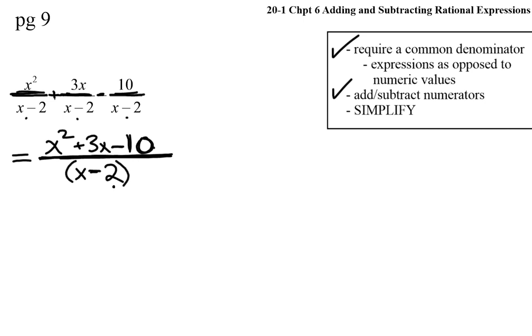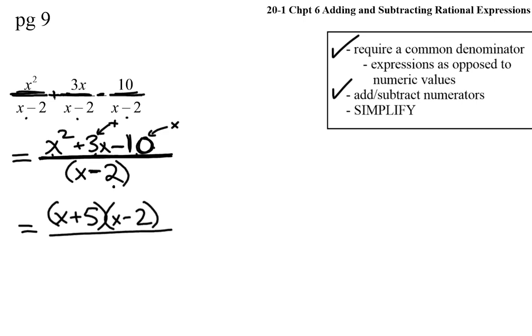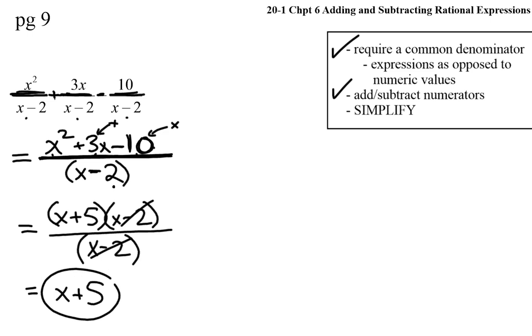Simplify. Factor your numerator and denominator for simplifying and see if they have common factors. X squared plus 3x minus 10, simple trinomial. What multiplies to negative 10 but adds to 3? Positive 5, negative 2. So we end up with x plus 5, x minus 2 over x minus 2. Now we have our common factors of x minus 2. So the final value for this addition subtraction of rationals is just x plus 5.